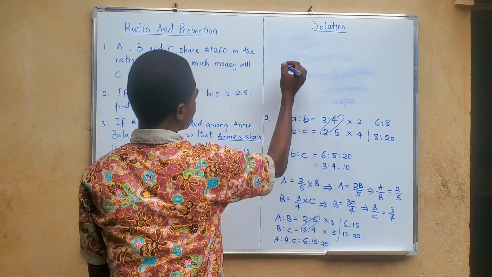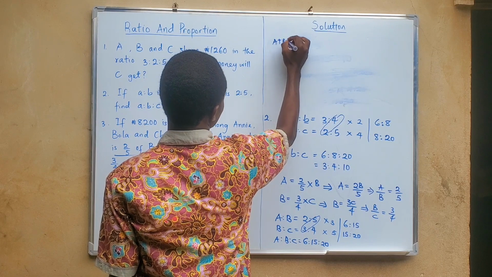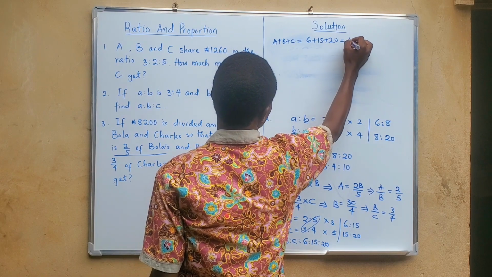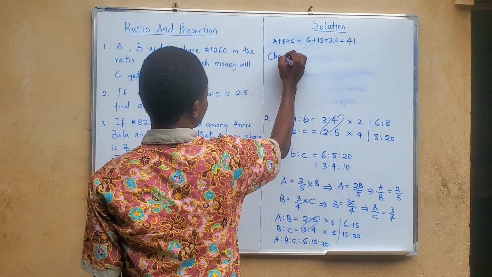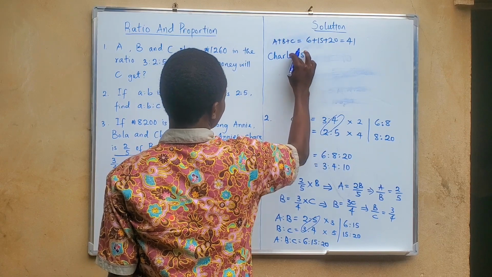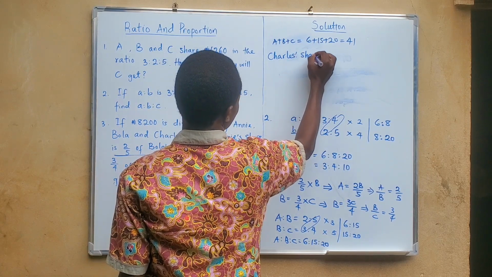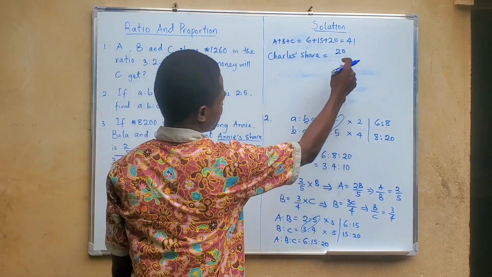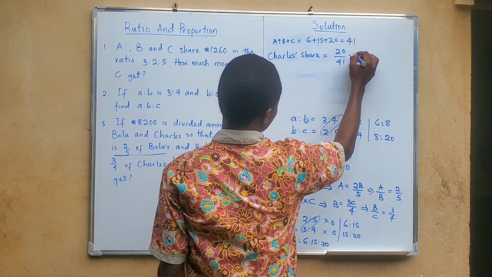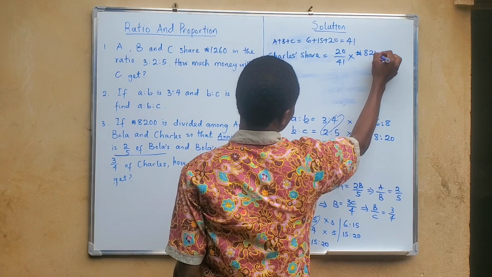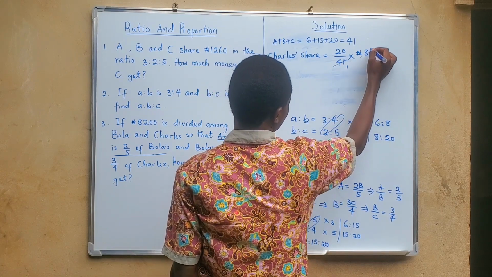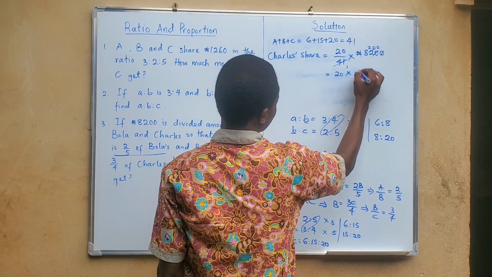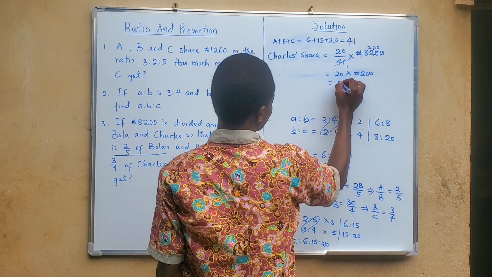So if you add them up, A plus B plus C will give you 6 plus 15 plus 20, and that is 41. So you expect Charles' share. Charles' share is equal to 20. Charles is taking 20, the last part, 20 out of the 41, then multiply by whatever amount they are sharing, 8,200 naira. So 41 here 1, 41 here 200, and that will be 20 multiplied by naira 200, which is what? 4,000 naira.